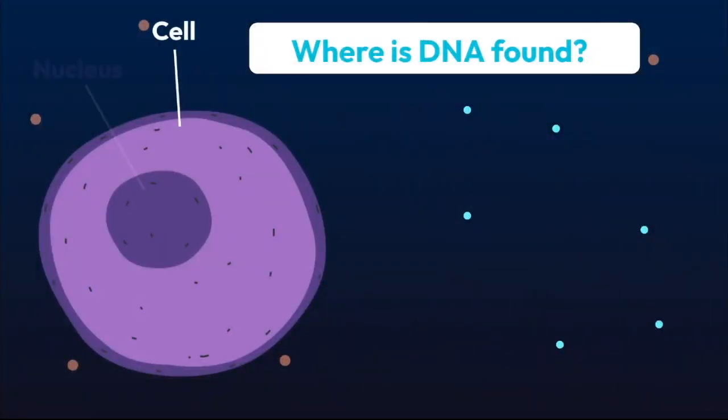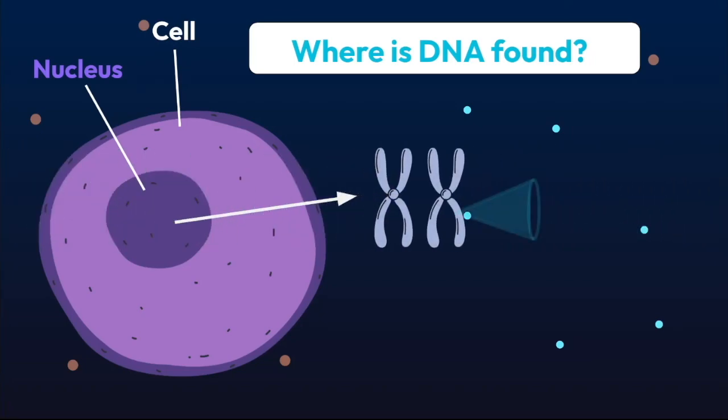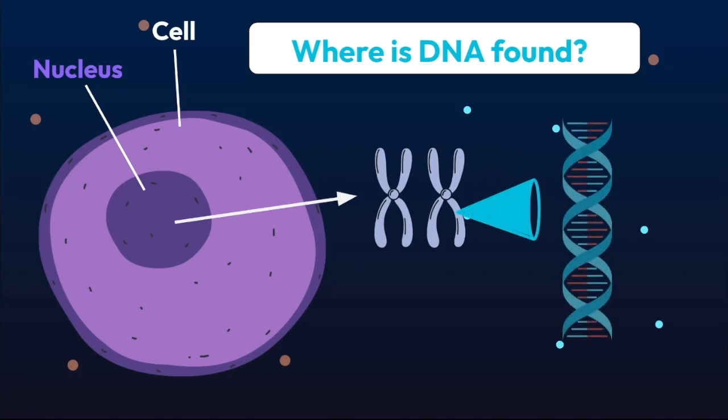DNA is found in the nucleus of a cell, specifically in the chromosome. Each human has 23 pairs of chromosomes, or 46 chromosomes, 23 from each parent. Chromosomes are made up of many DNA molecules, tightly coiled around proteins called histones, which support its structure.